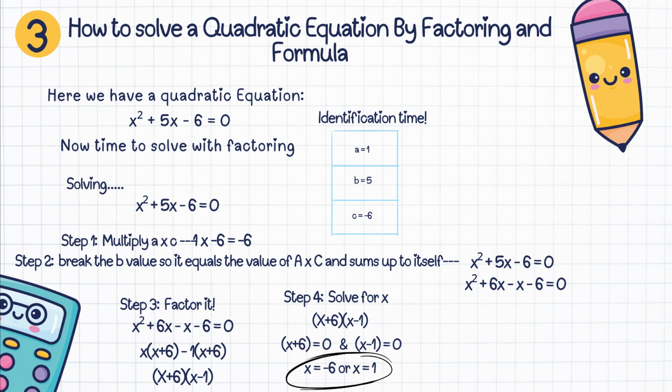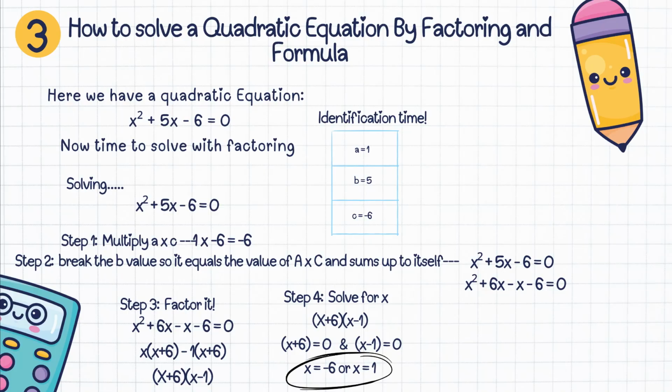Now step 2 is to break the b value so it equals the value of a times c and sums up to itself. So basically x squared plus 5x minus 6 equals 0. If we break the middle value, we can get 6x minus x. As you can see here, 6 times negative 1 is negative 6, and 6 minus 1 is 5, and 6x minus x is 5x. Let's factor normally. I prefer the AC method, but if you have some other short tricks, you can use them. So factoring normally, x plus 6 and x minus 1.